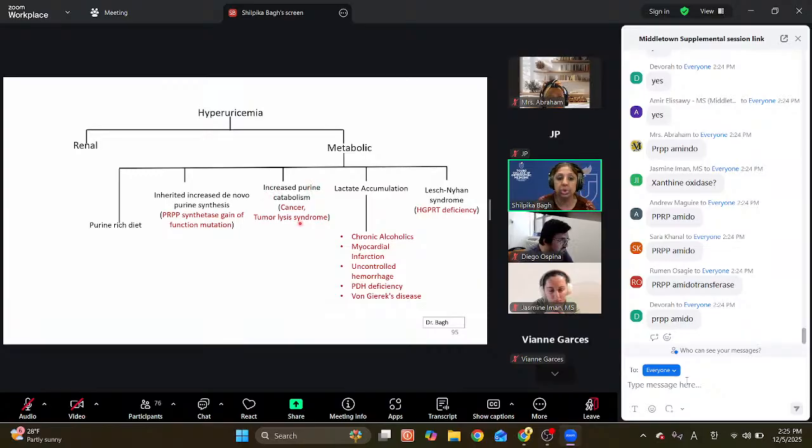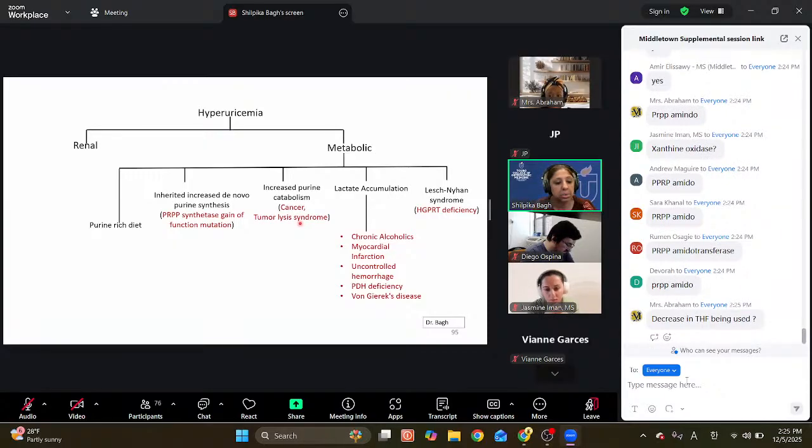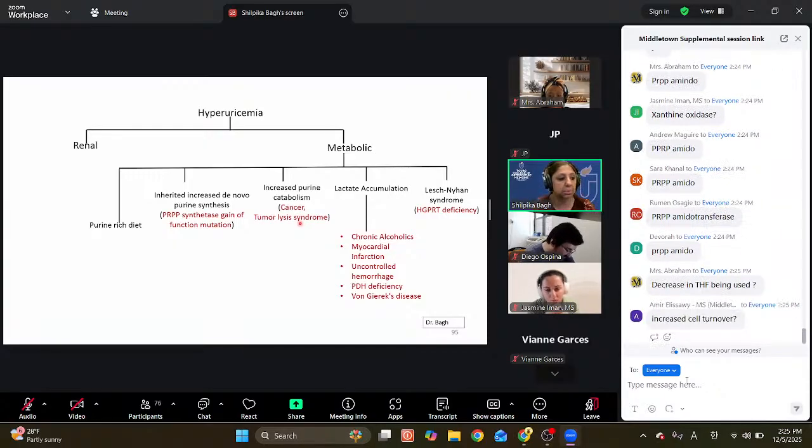Just out of the blue, tell me why cancer or tumor lysis syndrome, where you give drugs for tumor lysis, why should they give you high uric acid? Give me one answer. Yes, absolutely correct. Increased cell turnover in cancer, increased catabolism, increased uric acid. Tumor lysis, again, you will have a lot of catabolism because you're lysing the cells, and so increased uric acid.